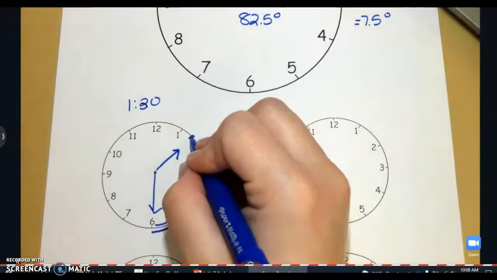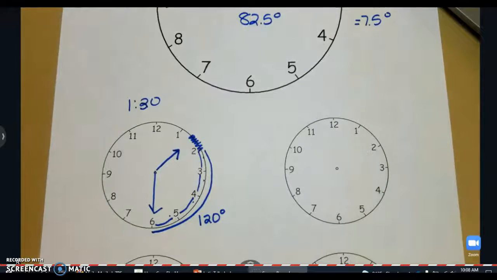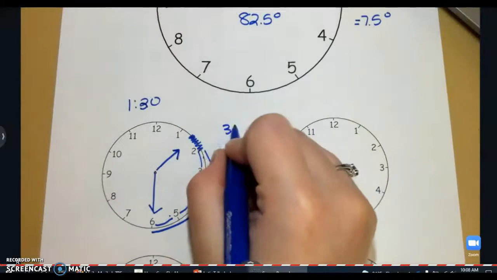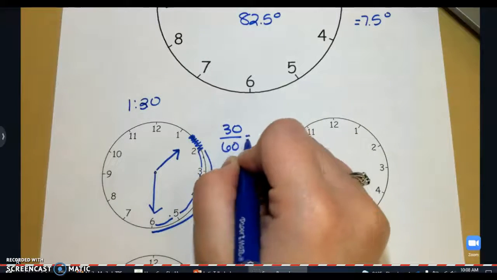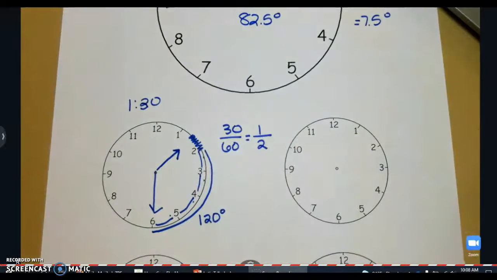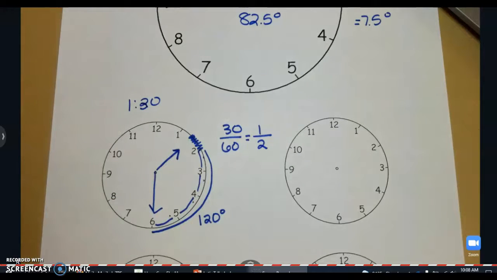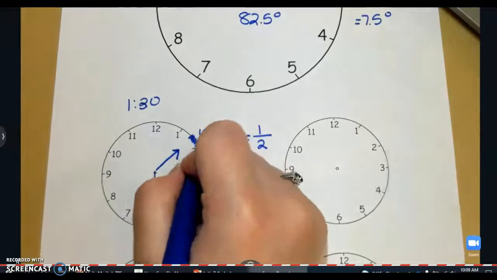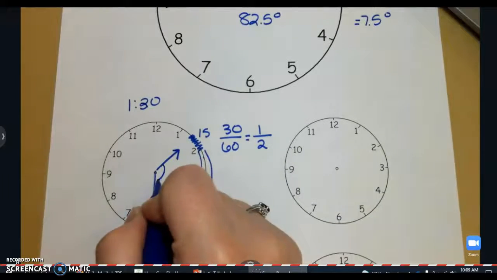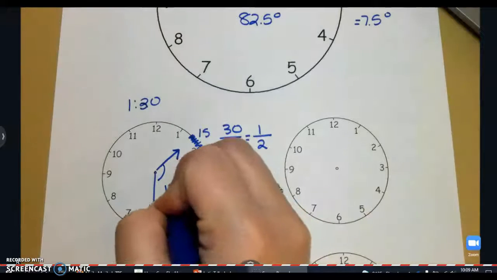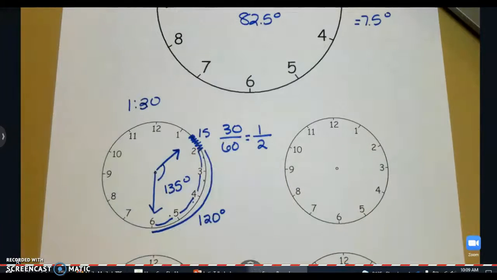Now I just need to know this measure here from the hour hand to the number 2. And it's halfway between that, right? 30 minutes have passed out of the total 60 minutes in an hour, so that's half of an hour. So our hand has moved halfway between the 1 and the 2. And we know the whole thing is 30, so half of that is 15. So my total angle measure here would be 120 plus 15, and that is 135 degrees.